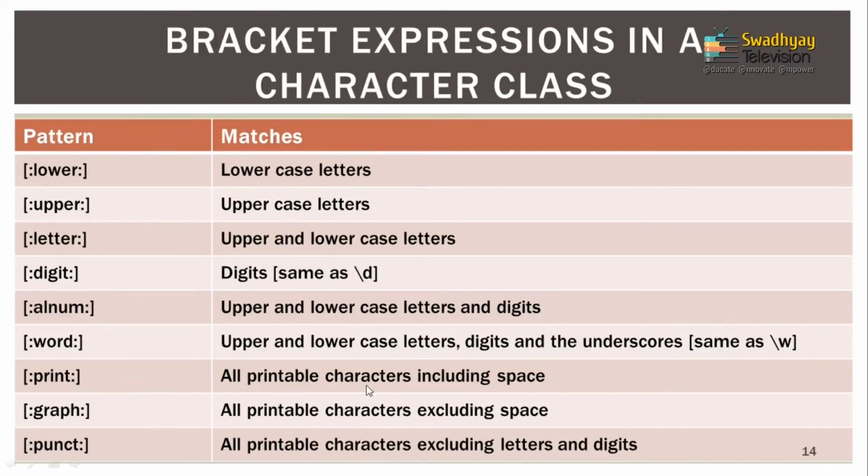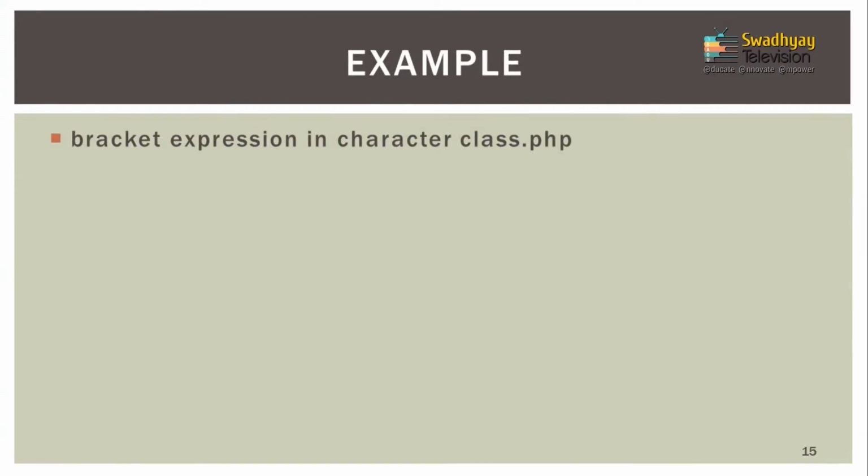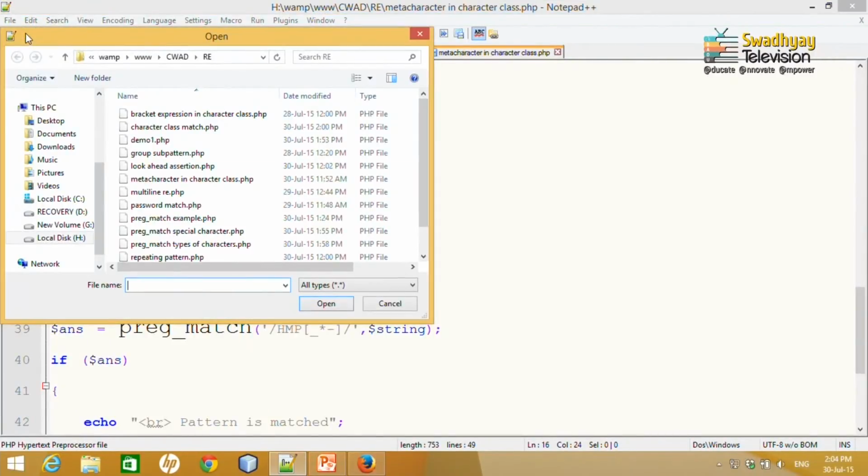Print class is for all printable characters including space. Graph is for all printable characters excluding space, and for punctuation marks you can use the PUNCT class which is all printable characters excluding letters and digits. We can take an example of this one. So let us say a bracket expression in a character class. So let me open this file.